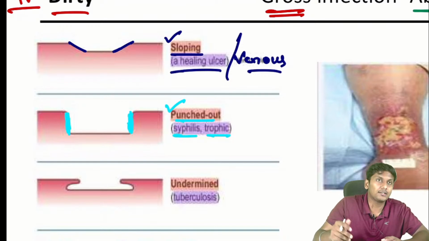Second is a trophic ulcer. Trophic ulcer is a painless ulcer again, which is usually seen in a patient of diabetes mellitus. So the diabetic ulcer, the diabetic foot, that is nothing but an example of a punched out ulcer itself.